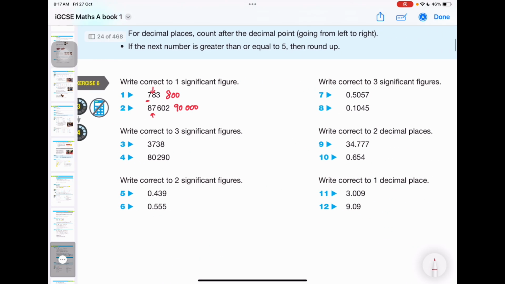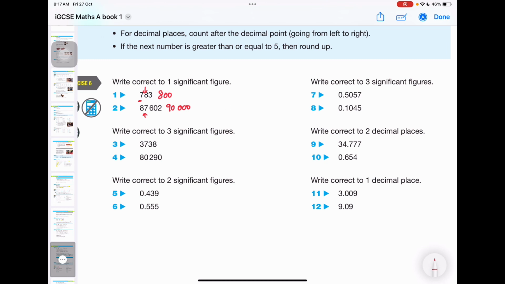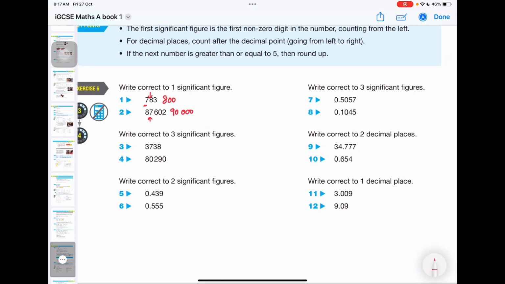Okay, so let's move on to the last one. Maybe let's do one more over here. Two significant figures for question 5. So non-zero to two significant figures: 1, 2, we are looking at the third one. So this is 0.44. Same thing for here, 0.56, because the third value is greater than or equal to 5.